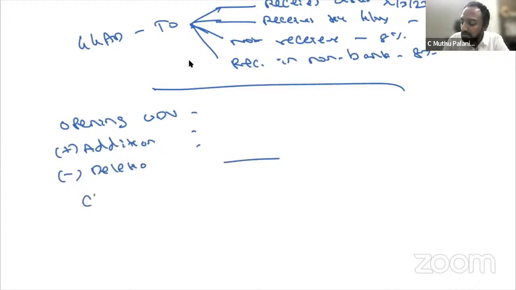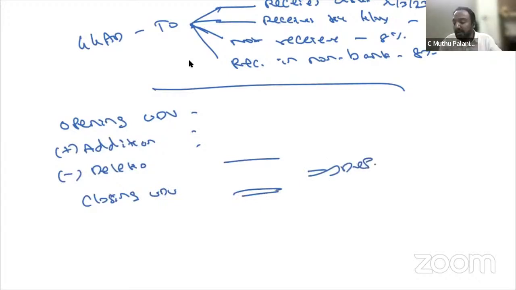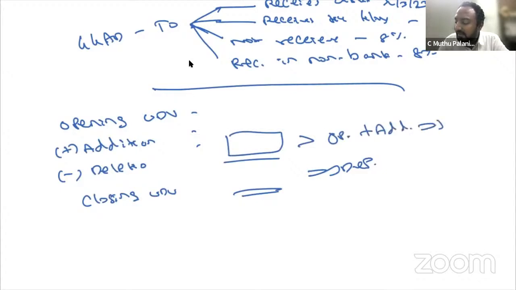I get closing WDV, so I'll apply depreciation on this. When my closing WDV, that is the value of deletion, is greater than opening plus additions, then I'll recognize capital gain. So this is the first situation.